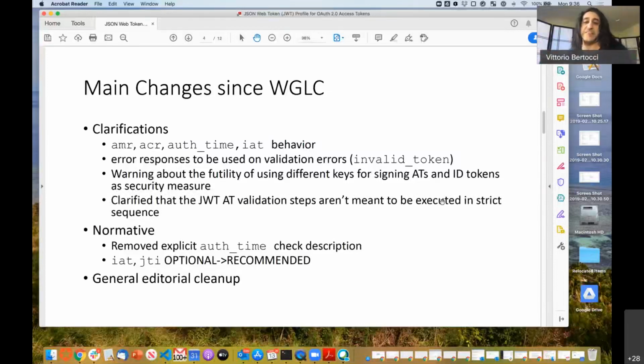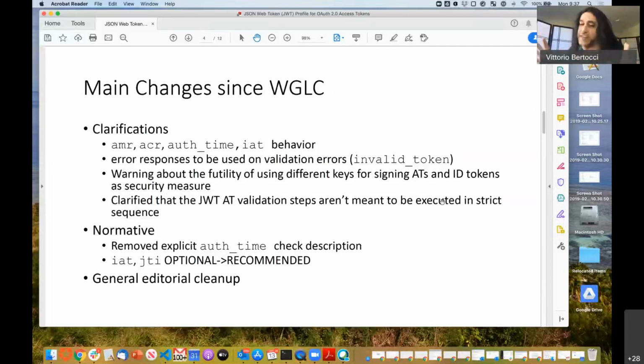I clarified that when any of the validation steps in the token validation phase fails, we need to reject the token as not valid. Annabelle made an excellent point, which was already raised on the call on other spec comments, about the fact that it's pointless to use different keys for signing a token and access tokens, given that we don't have a mechanism for declaring which key is used for which flavor of token. And so the resource server cannot really distinguish between those two.